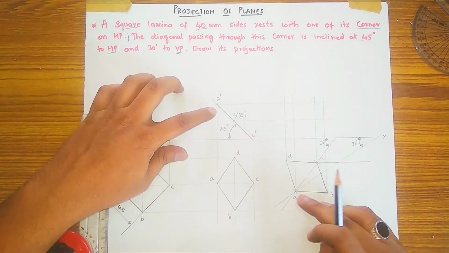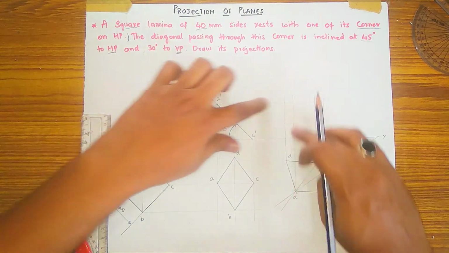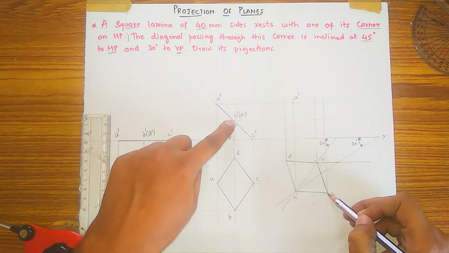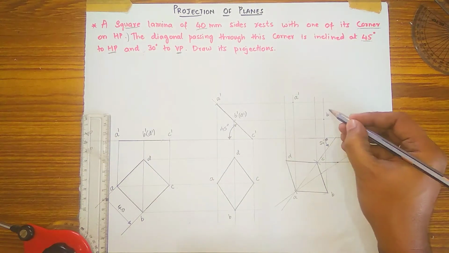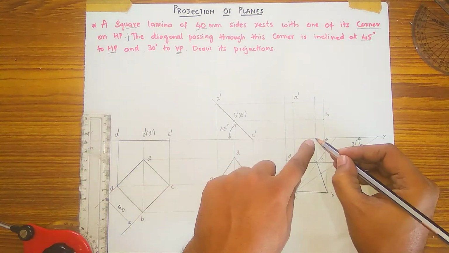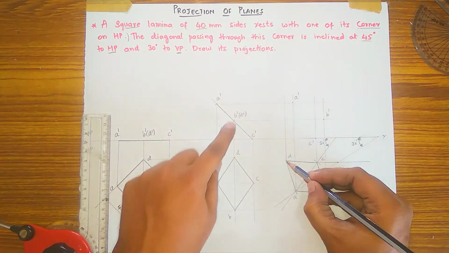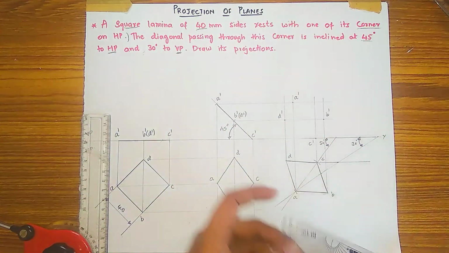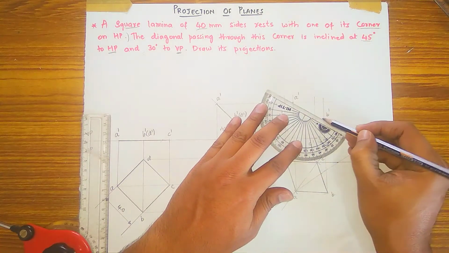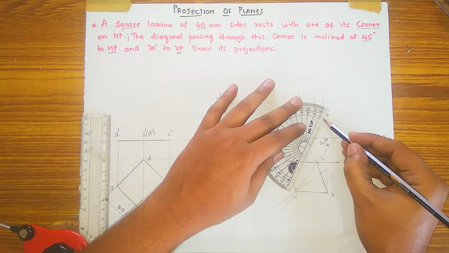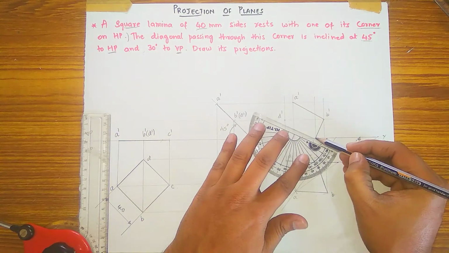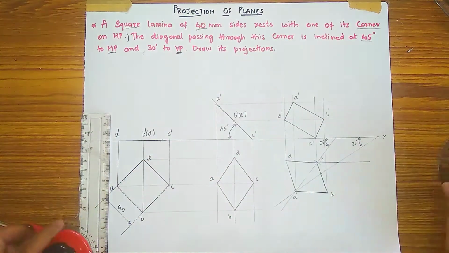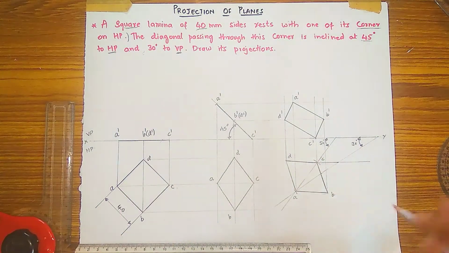For example, I am showing you A, where it is meeting here, this is A dash. B, here it is meeting, B dash. C, where it is meeting here, C dash. D, where it is meeting here, D dash. After removing the points, you have to darken from A dash to B dash, B dash to C dash, C dash to D dash, D dash to A dash. Okay, this is the complete solution of this problem.